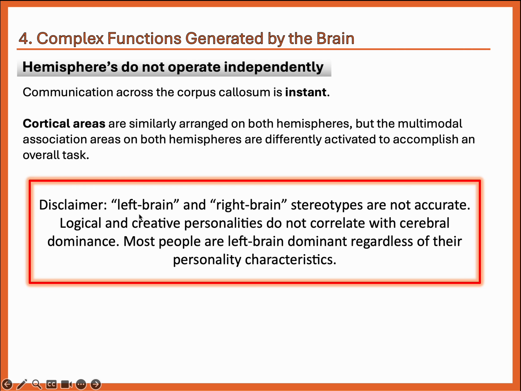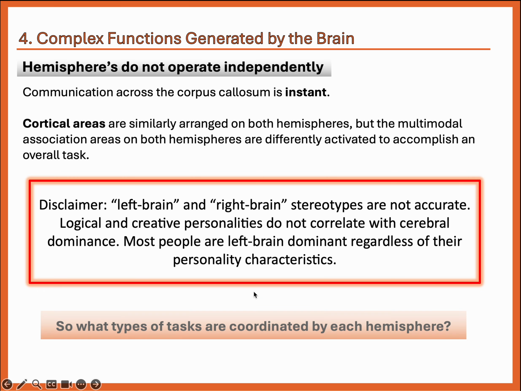People have this idea that we're left-brained or right-brained, right? Oh, if you're more creative or logical, you're on this hemisphere. But logic and creative personalities do not correlate with cerebral dominance. Most people are left brain dominant, 90% of the population actually, since we're right-handed, and it doesn't mean that their personality is more creative, right?